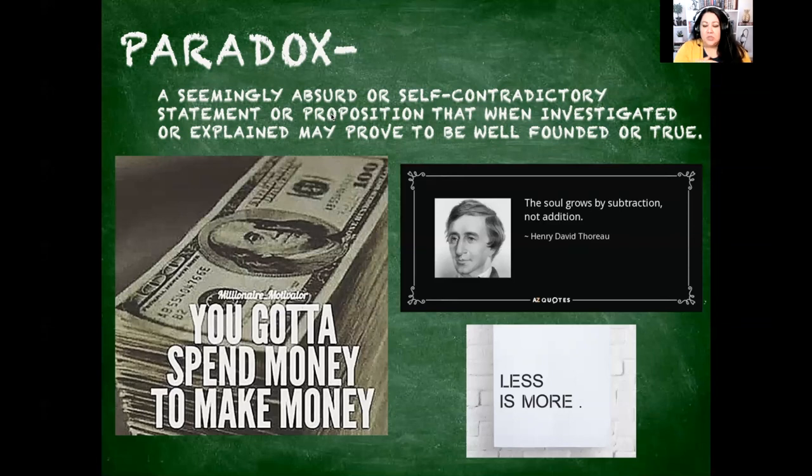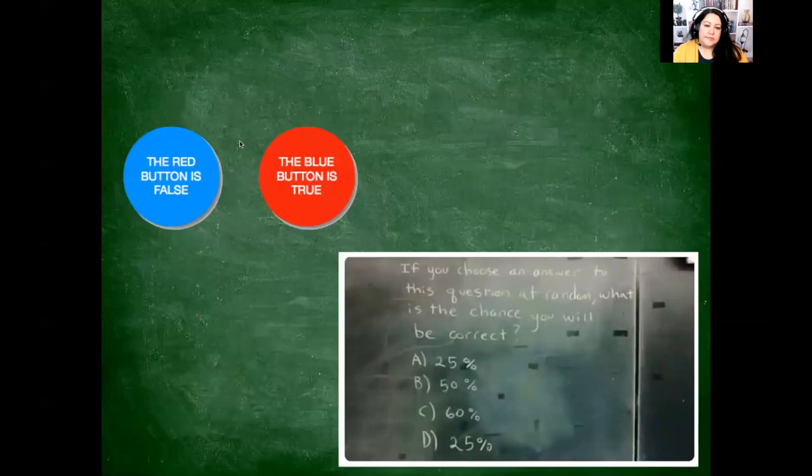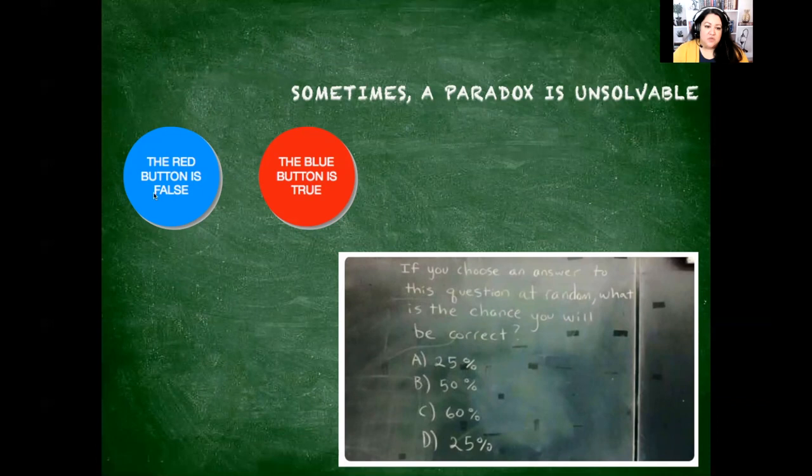Okay. Some paradoxes aren't explainable. They're unsolvable. The red button is false. Okay. The blue button is true. Uh-oh. This poses a problem. This poses a paradox. If the red button is false, then whatever it says can't be true. The red button says the blue button is true. Okay. Well, if the blue button is true, then the red button has to be false. But if the red button is false, then the blue button can't be true. Oh my gosh. Paradox.